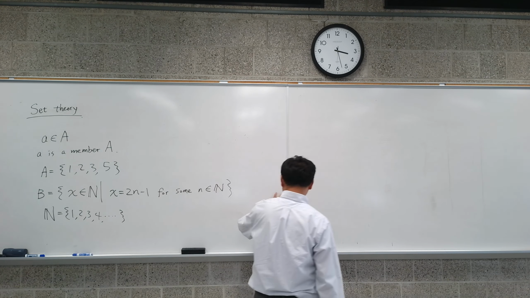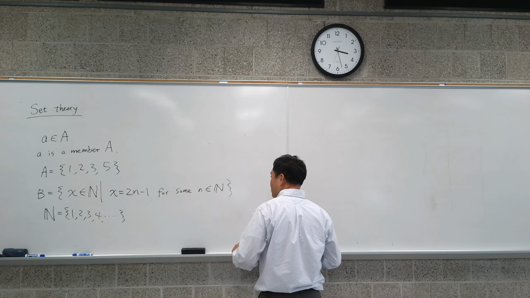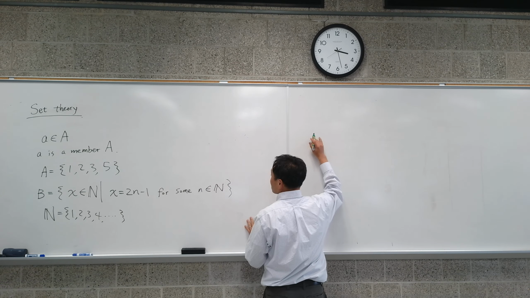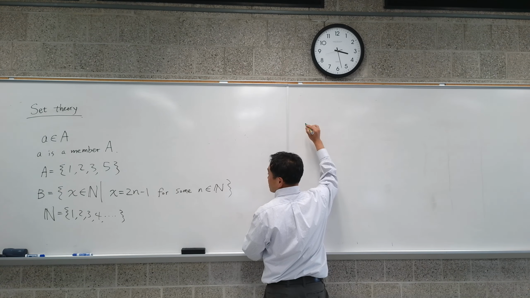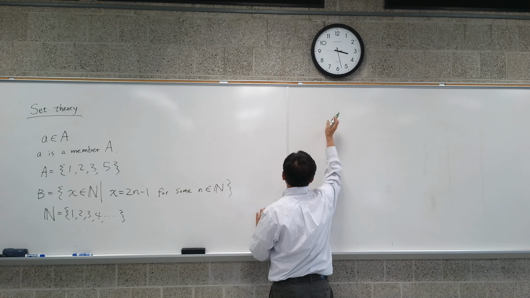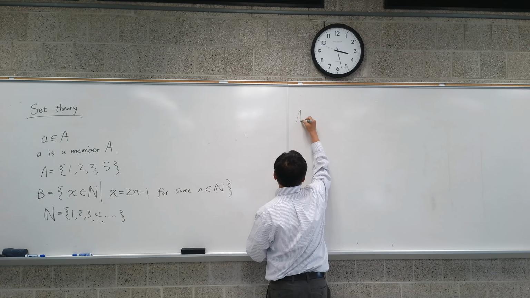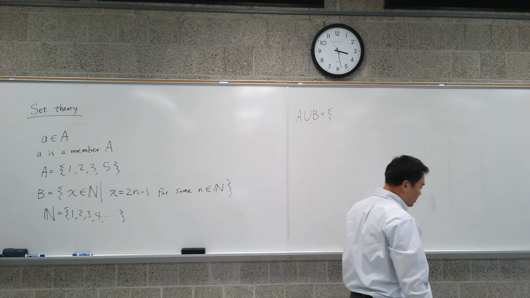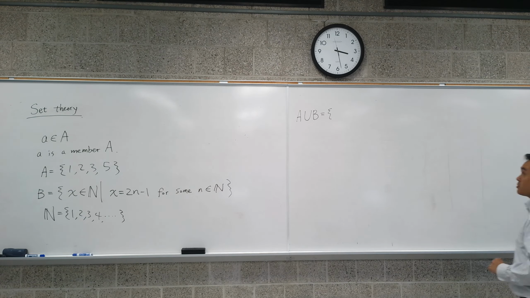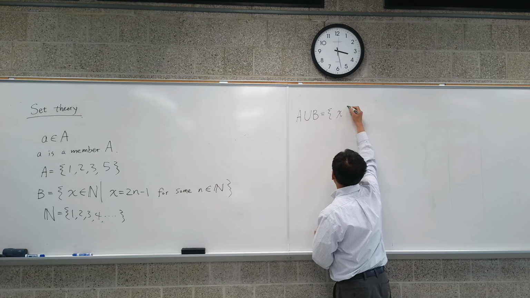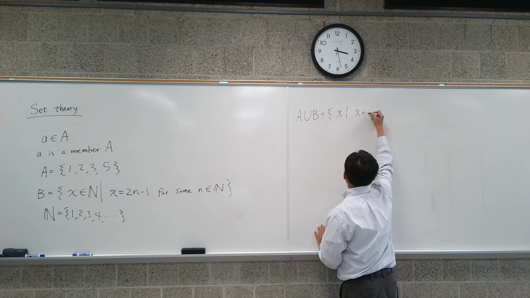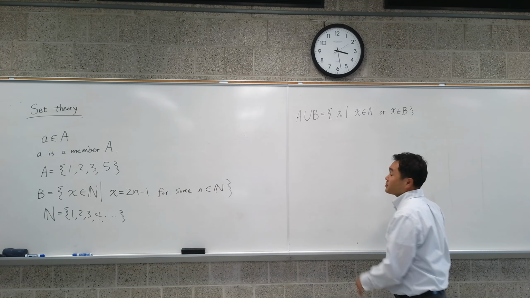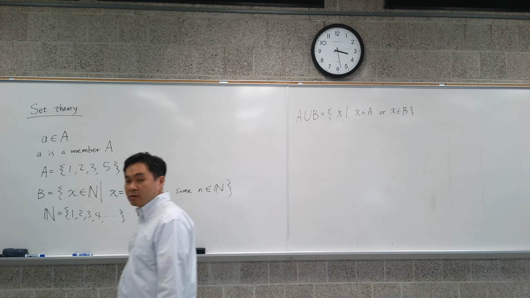All right, so that's what it is. This was what we covered briefly in the first class. Now let me talk about unions and intersections. A union B is described like this. This is a collection of x such that x is in A or x is in B. That's what a union is.